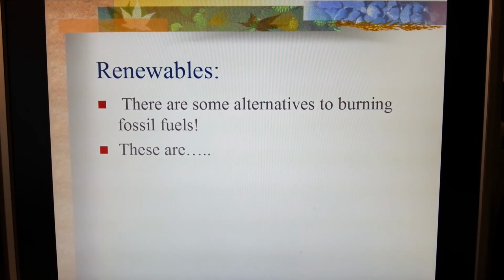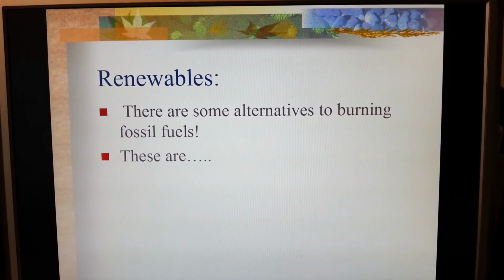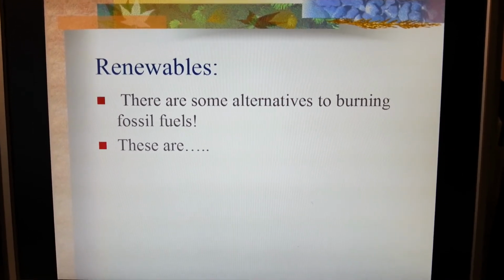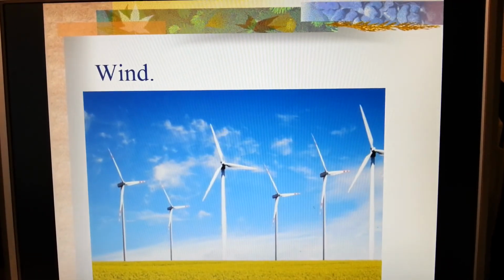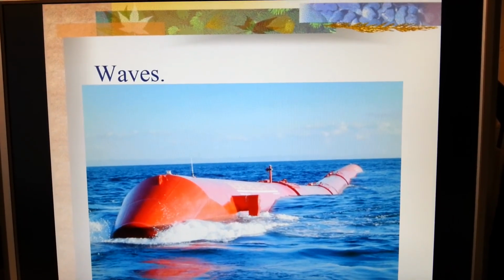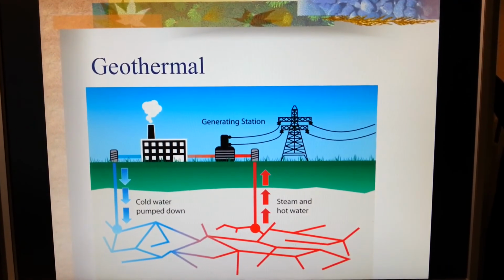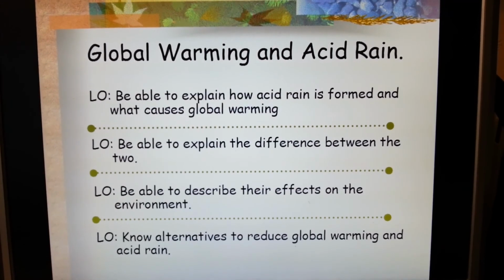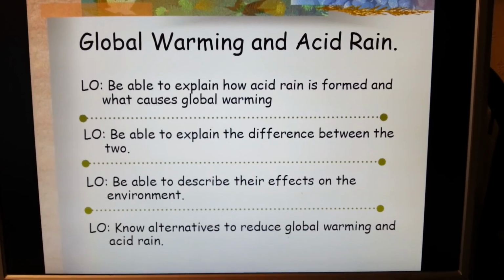How can we reduce global warming and acid rain? We can use the renewables. There are some alternatives. We covered this in the physics section. You don't need to know how they work, you just need to be able to name some. Here are the main ones: solar panels, solar energy, wind turbines, hydroelectric, waves, wave power, tidal power, geothermal, and biomass. Using those alternatives, those renewables, will reduce global warming and acid rain.